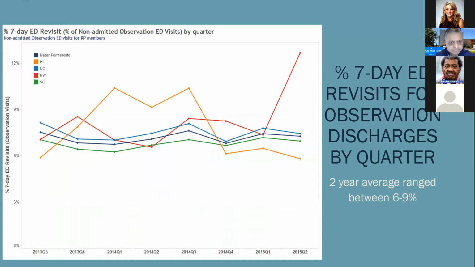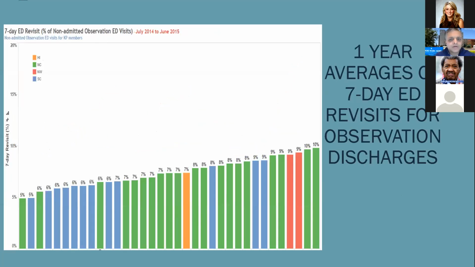And so, as you can see, it ranges in general between 6 and 9% over this 8-quarter period. And then we actually looked at a 12-month period by each medical center, because there's variety. Your patient mix is different, your practices are different, and so it's not always one size fits all. And as you look at this over these multiple sites, you're really going between 5 and 10%, and the median being in that 7 to 8%.